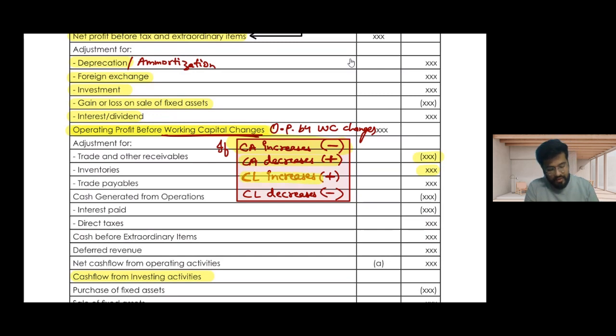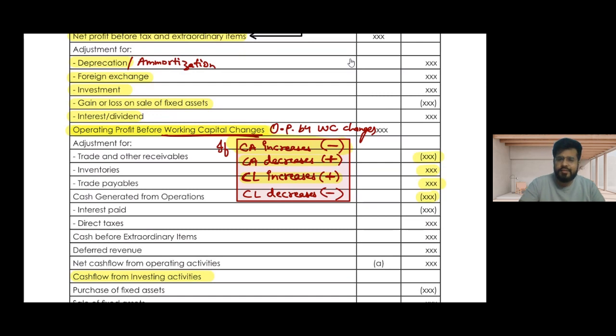Then when current liability is increasing, that means there are some items for which I have not made the payment. That is why the current liability has increased as of now. And if I have not made the payment, my liability is increased, that means cash has not gone out, so that will be added right now. And when cash goes out, the current liability will decrease, then I will subtract it from here. So that is the adjustment which we need to do.